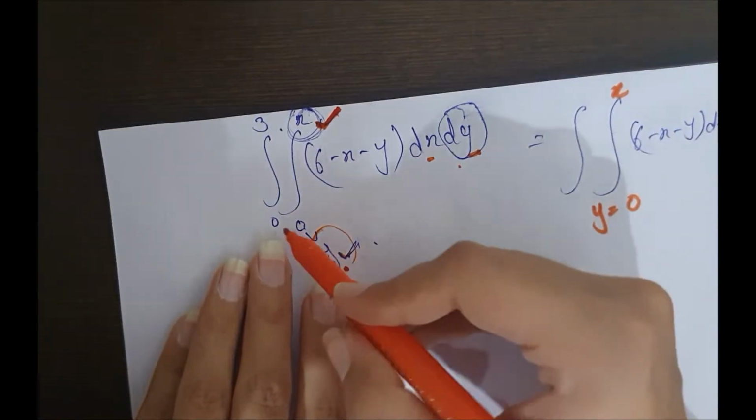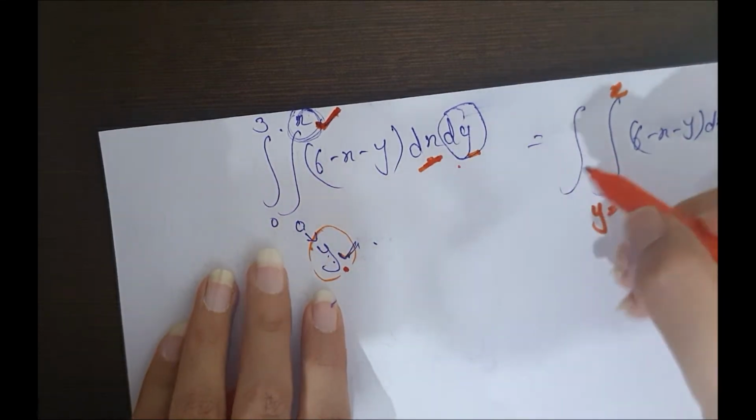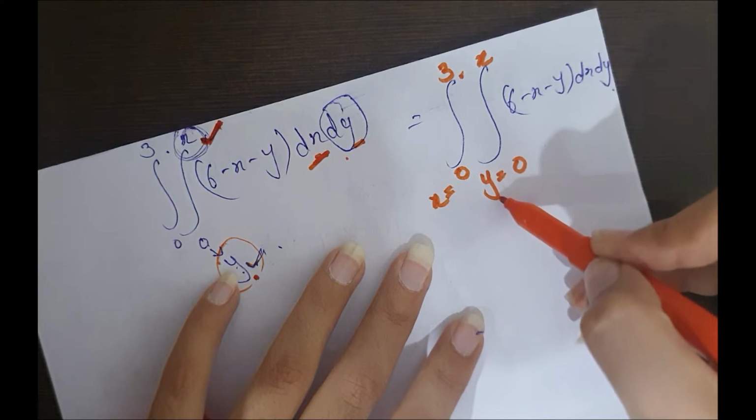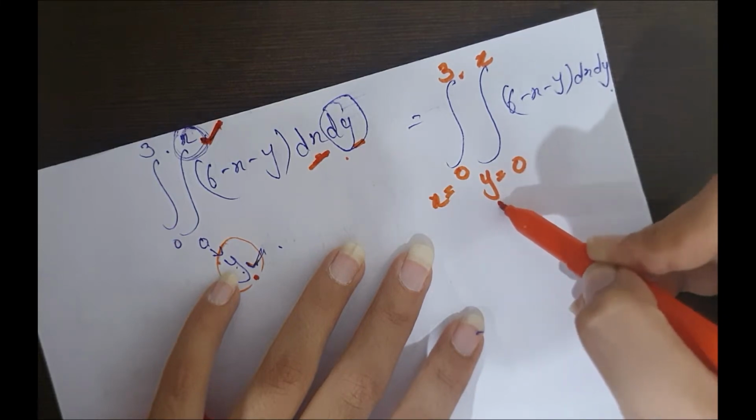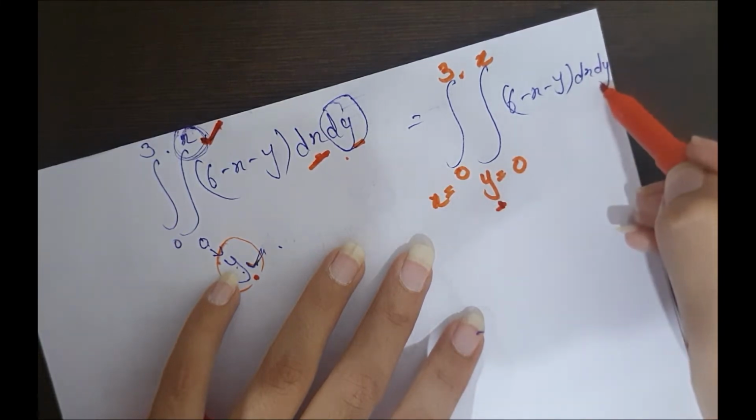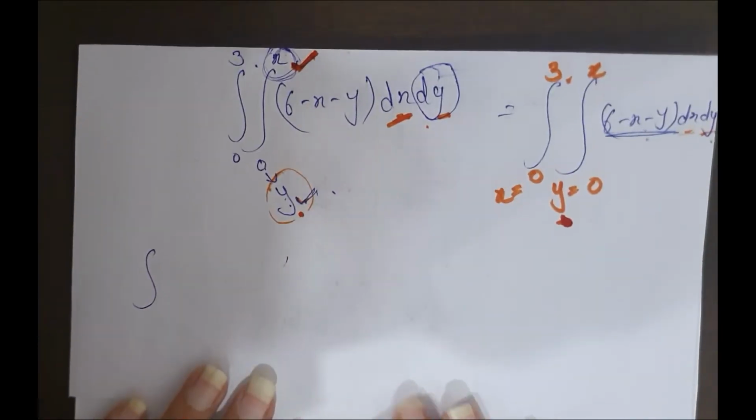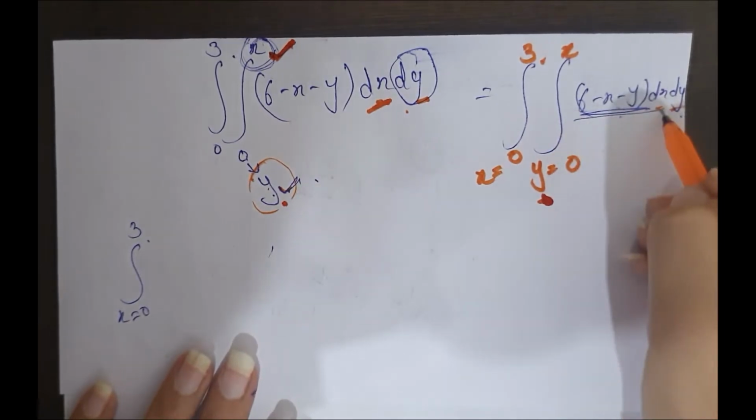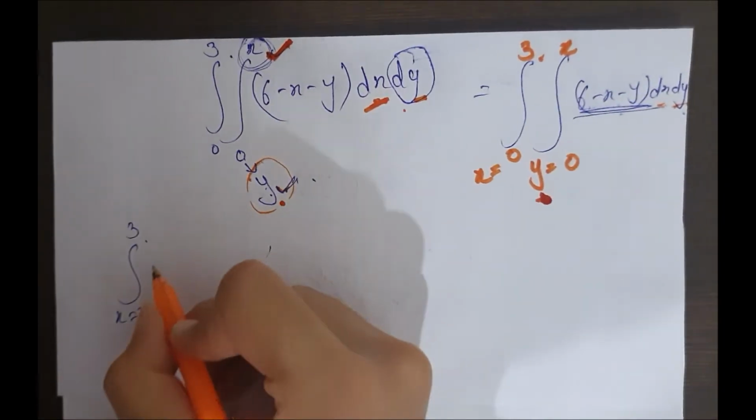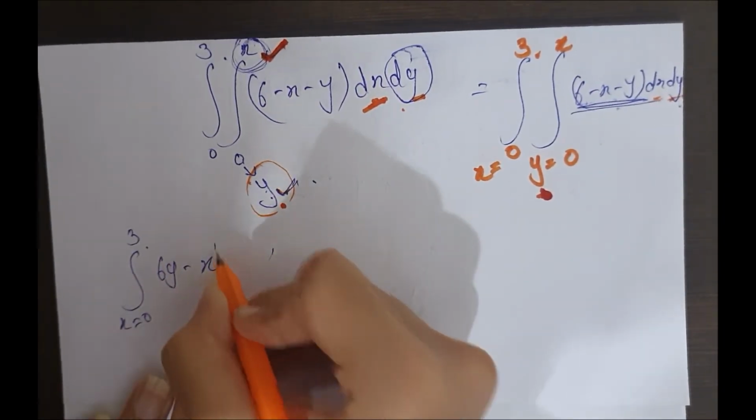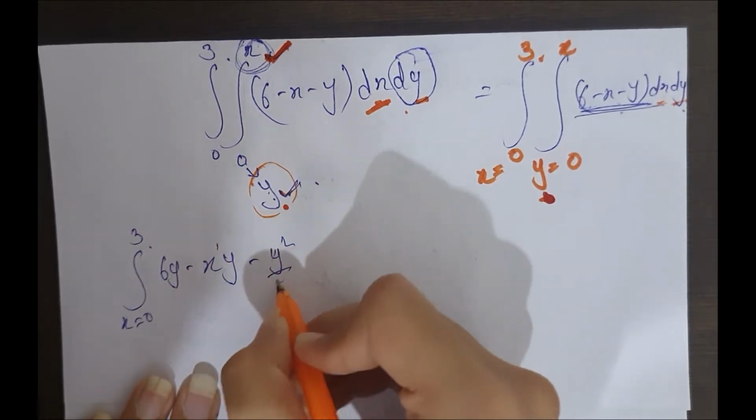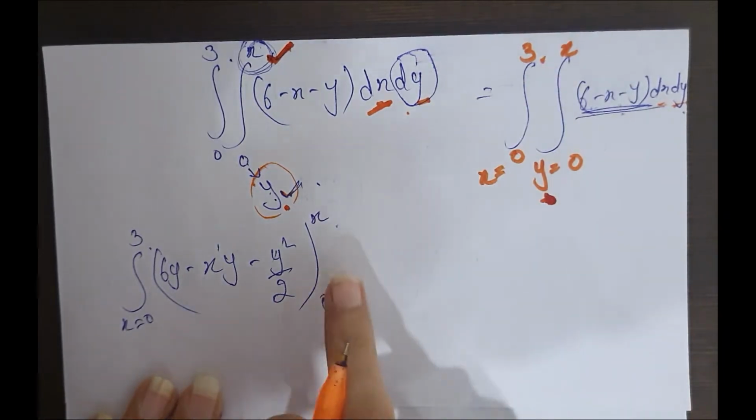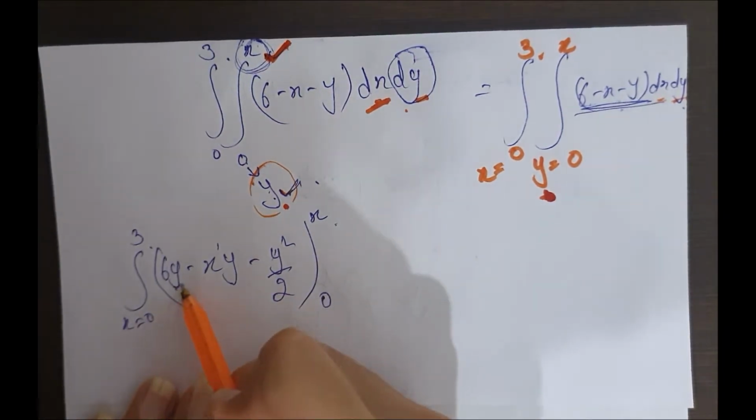This is the limit of y, then we are only left with x, so x must be equal to 0 to 3. Here this is the limit of y, so it means that first of all we have to integrate it with respect to y and then x. Here x will remain as it is. Now integrated with respect to y, it will be 6y minus xy minus y square by 2 from 0 to x. Now put the value of x in place of y.